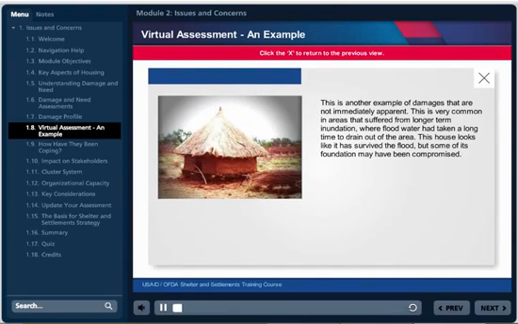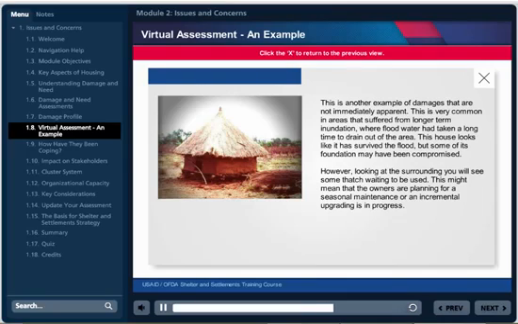This is another example of damages that are not immediately apparent. This is very common in areas that suffered from longer-term inundation, where flood water had taken a long time to drain out of the area. This house looks like it has survived the flood, but some of its foundation may have been compromised. However, looking at the surrounding, you will see some thatch waiting to be used. This might mean that the owners are planning for a seasonal maintenance or an incremental upgrading is in progress.